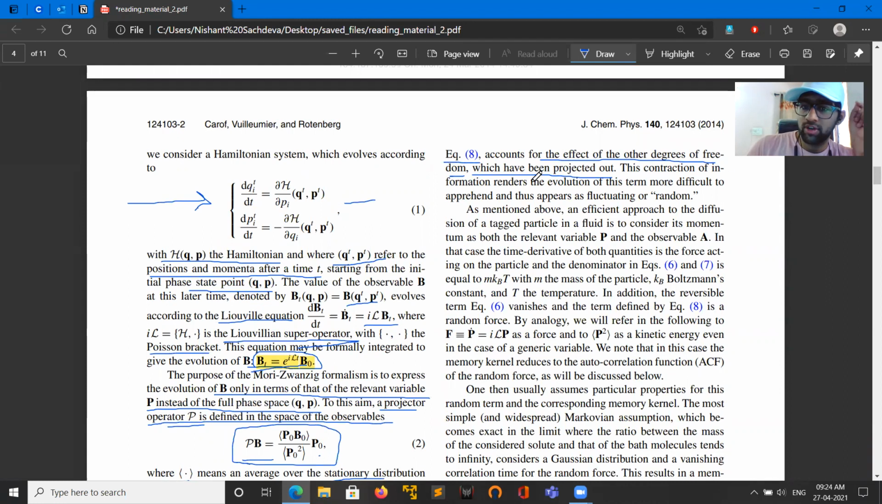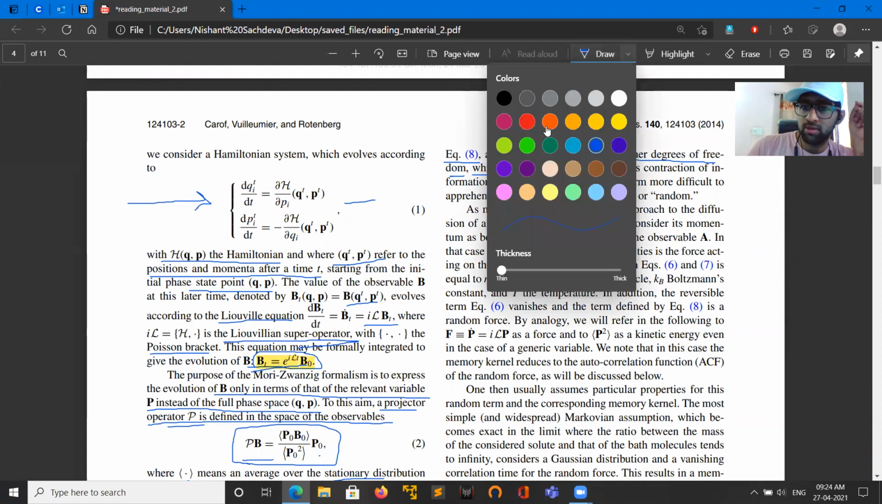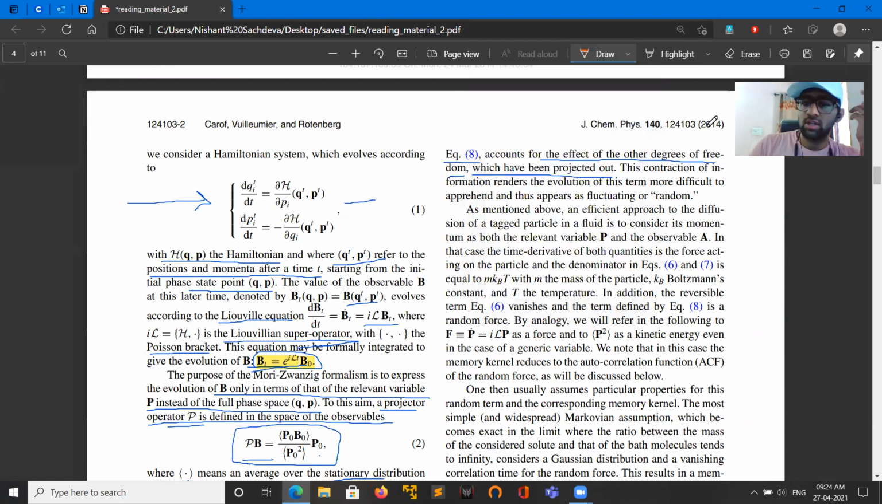This contraction of information, so we're losing some information because of losing the degrees of freedom which got projected out, renders the evolution of this term more difficult to apprehend, and thus it appears as fluctuating or random. Which makes sense.